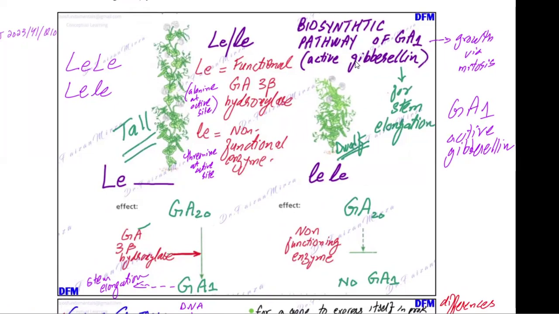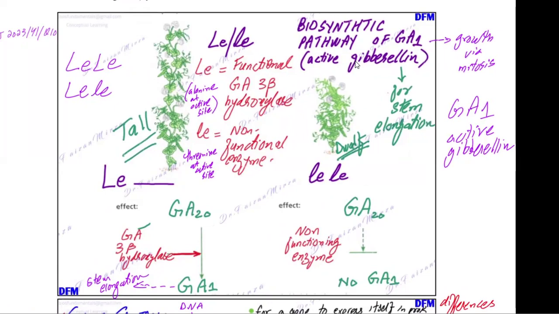Here in this video, I'm discussing with you the biosynthetic pathway of GA1 gibberellin, active gibberellin, and how the alleles LE and small le and the enzyme GA3 beta hydroxylase actually help in destruction of this DELLA protein that leads to growth in plants. So, the biosynthetic pathway, I'm discussing this with you.